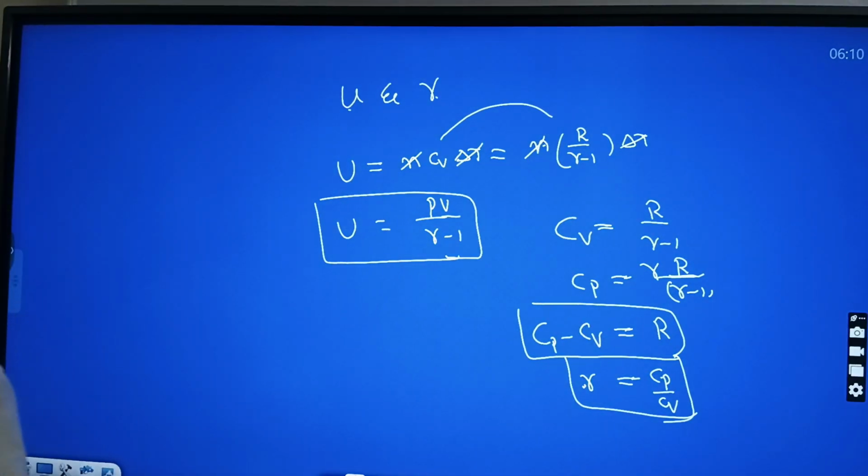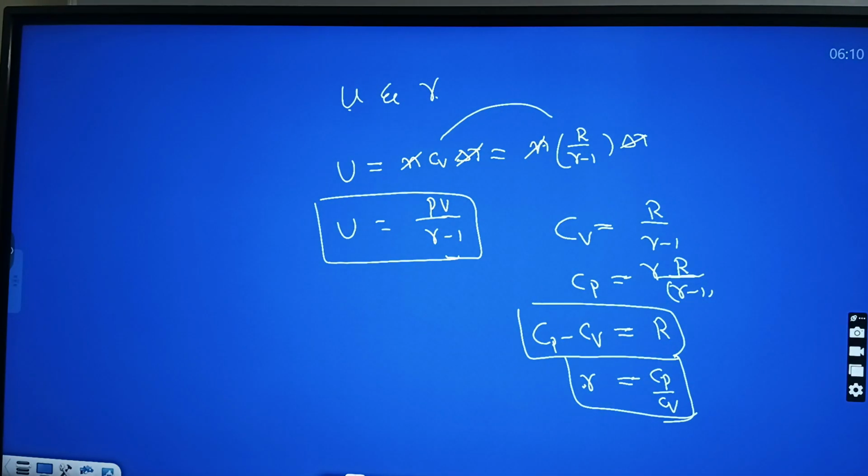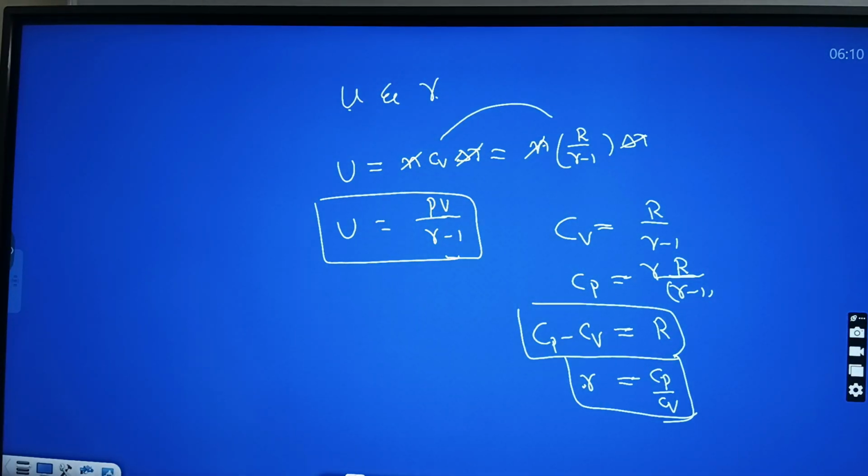Right? Next is Joule's law. From Joule's law, you are going to get one question. See this one. First complete this one. Joule's law.